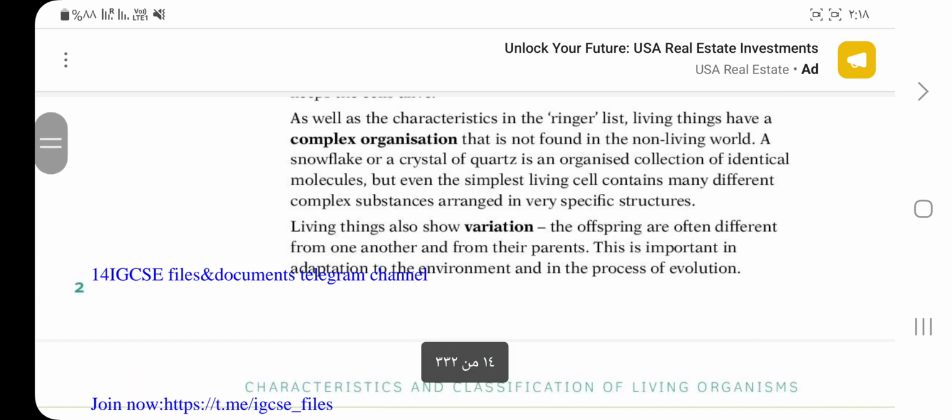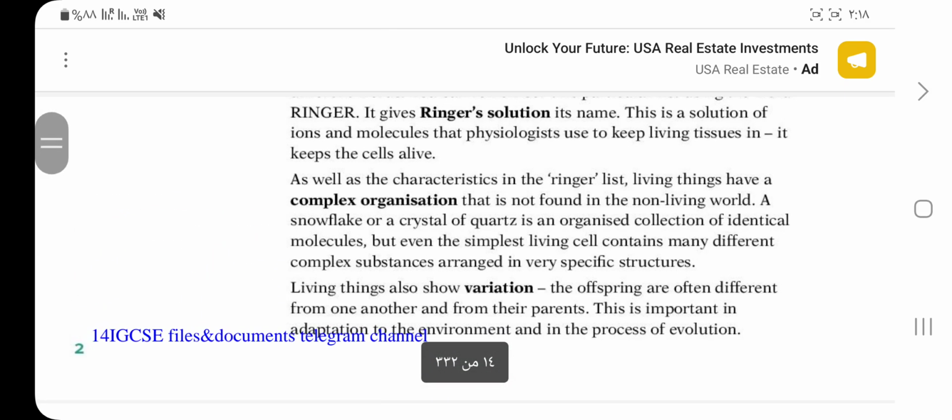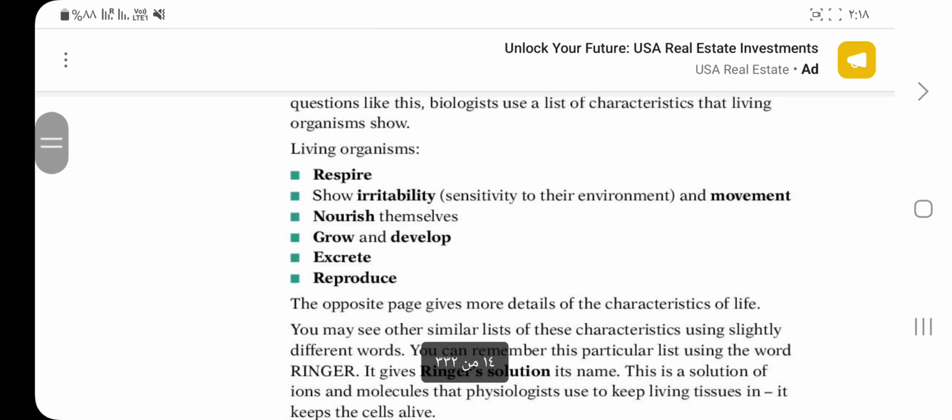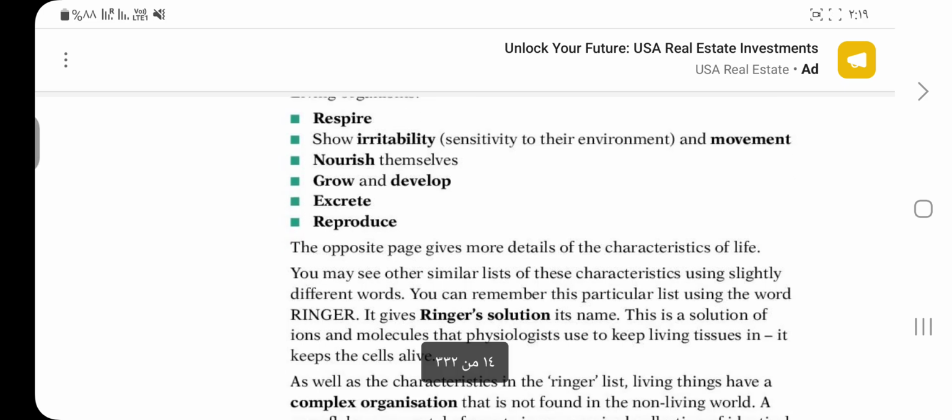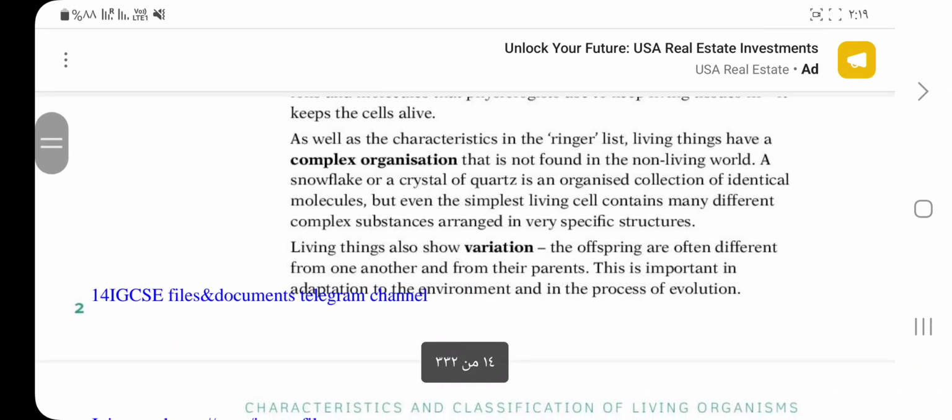Again, how can we distinguish between living organisms and non-living organisms? By studying the characteristics of living organisms. So living organisms have respiration, show irritability, nourish themselves, grow and develop, excrete and reproduce. Living organisms also have complex organization and variation.